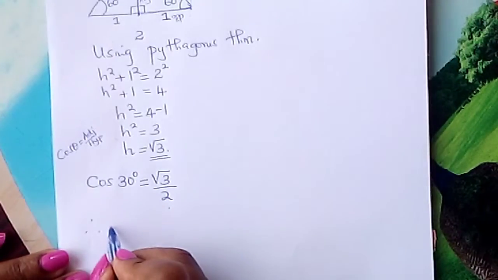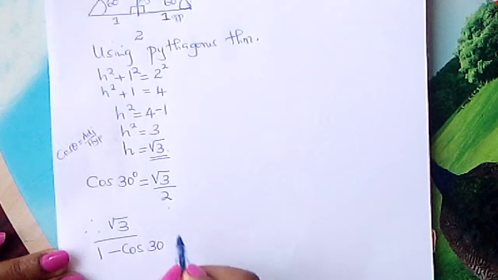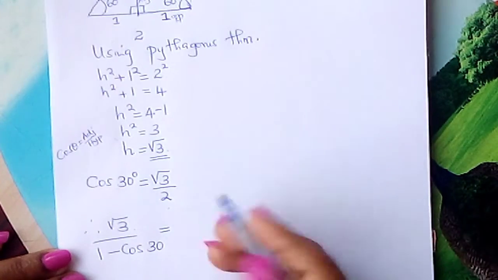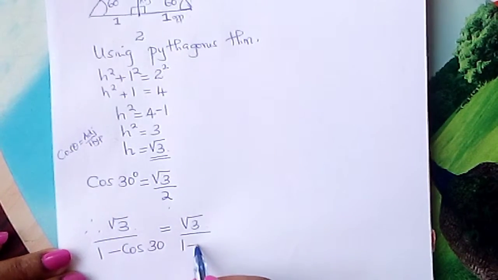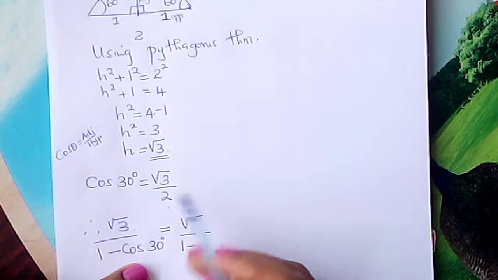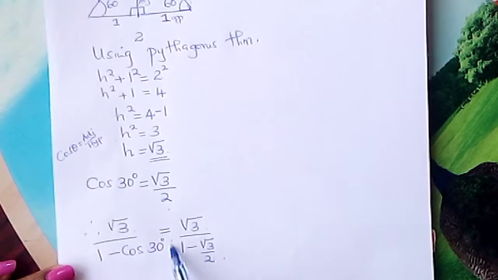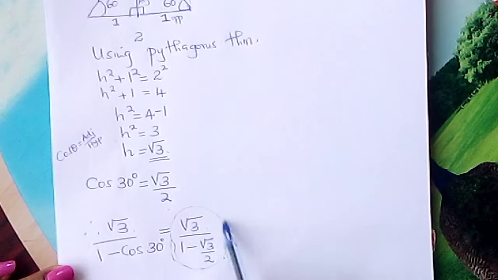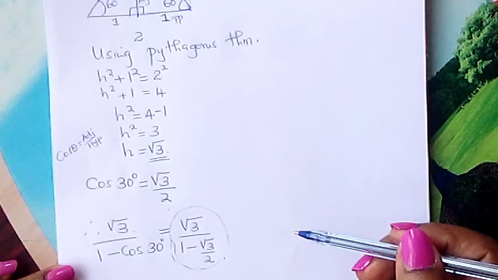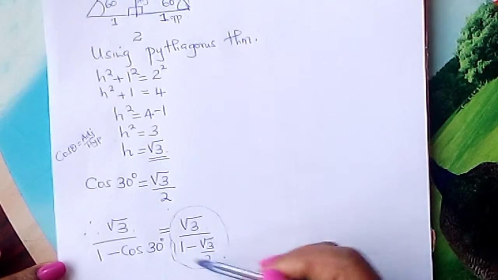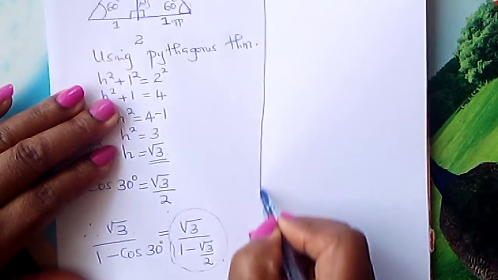Therefore, learner, you come and say that root 3 over 1 minus cos 30 degrees is equal to what? It is equal to root 3 over 1 minus cos 30 degrees, which we've got here as root 3 over 2. So if you look at this, learner, we now have surds in this problem. Root 3 is a surd. And so we simplify this. How do we simplify this? Maybe I can come and fix it here.